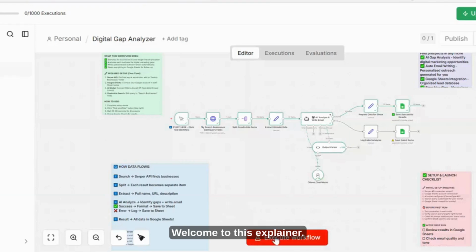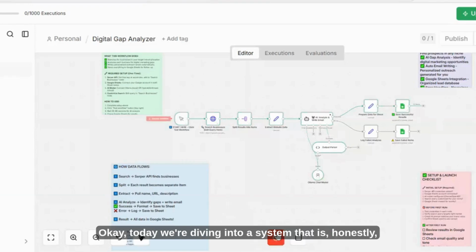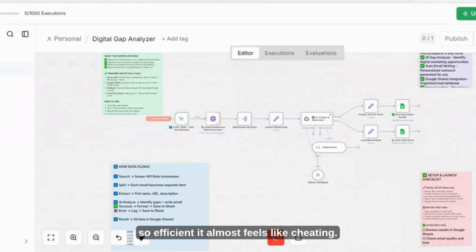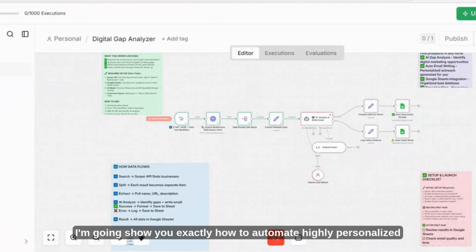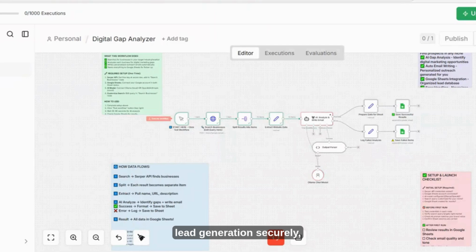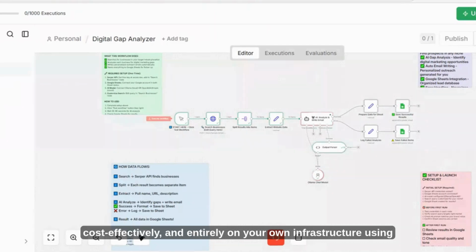Welcome to this explainer. Today we're diving into a system that is, honestly, so efficient it almost feels like cheating. We're going to tear down a highly structured automated workflow known as the Digital Gap Analyzer. I'm going to show you exactly how to automate highly personalized lead generation securely, cost-effectively, and entirely on your own infrastructure using the open source automation platform N8N and local AI.